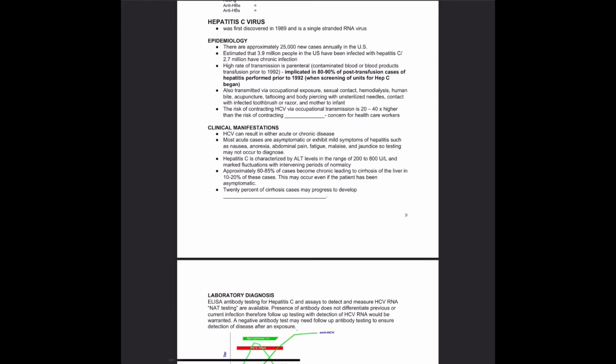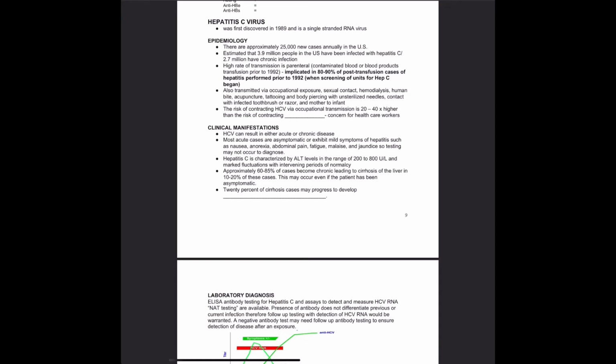Next, we'll cover the hepatitis C virus. It was first discovered in 1989 and is a single-stranded RNA virus. There are approximately 25,000 new cases annually in the US. And this high rate of transmission was implicated in 80 to 90% of post-transfusion cases of hepatitis prior to 1992, which is when we began screening blood units for hepatitis C. It is also transmitted via occupational exposure, sexual contact, hemodialysis, bites, acupuncture, tattooing, and body piercing.